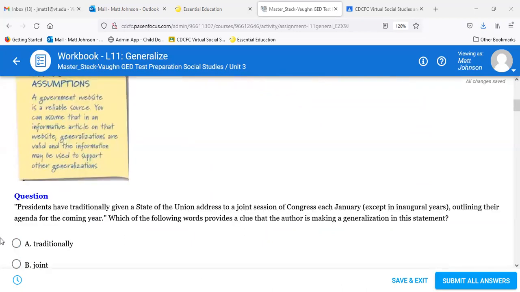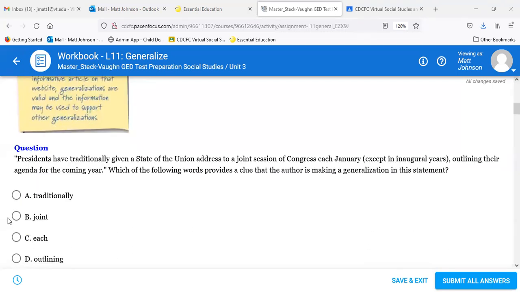All right. So our first question, Sasha Gay, you want to read question 1 for us? Okay. It says presidents have traditionally given a State of the Union address to a joint session of Congress each January, except in inaugural years, outlining their agenda for the coming year. Which of the following words provide a clue that the author is making a generalization in the statement? A, traditionally, B, joint, C, each, or D, outlining? A?